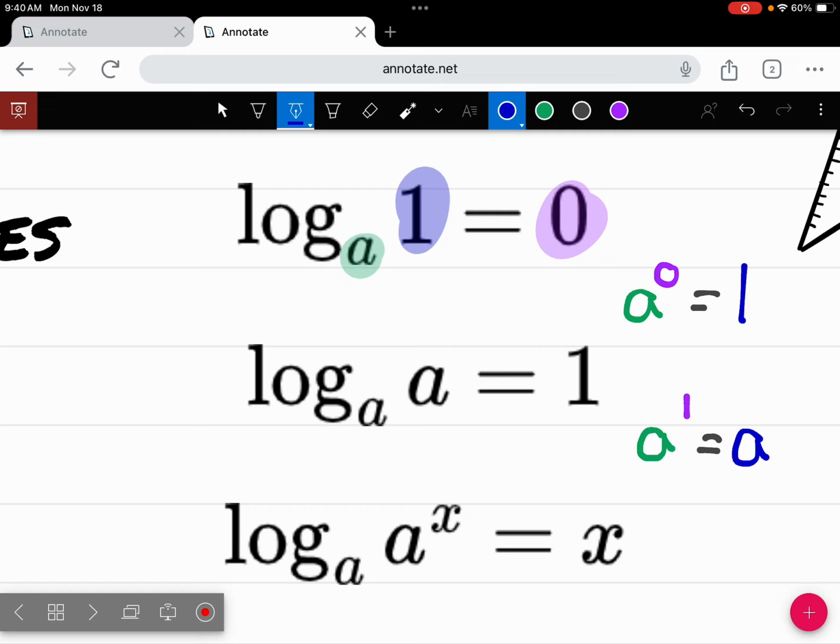Okay, so you're going to want to have these. We're going to use them.